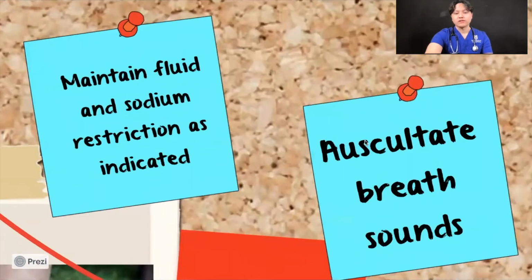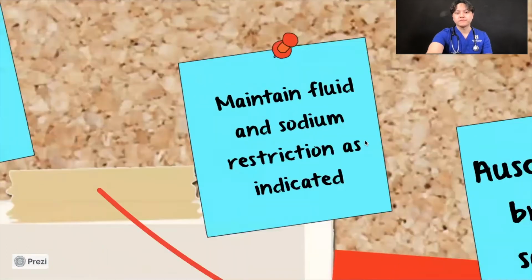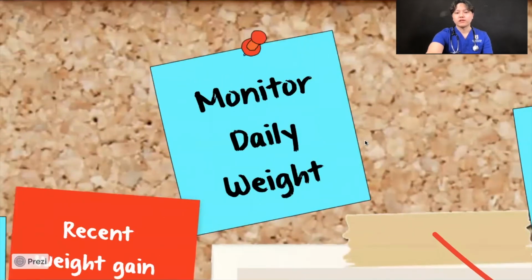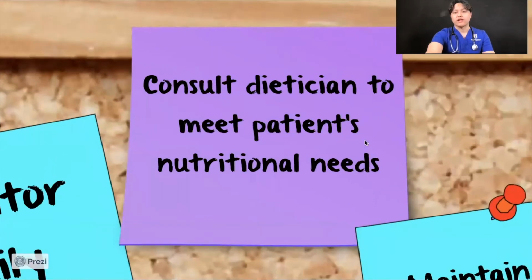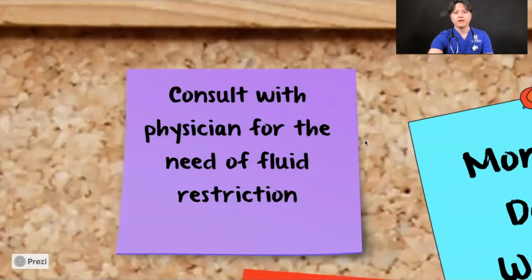Next are our nursing interventions. So our first one is auscultate breath sounds. We're going to maintain fluid and sodium restriction as indicated. We're going to monitor her daily weights. We're going to administer furosemide as ordered, and we're going to monitor her vital signs. And these are our collaborative interventions. So we're going to consult a dietitian to meet the patient's nutritional needs. We're going to consult with the physician for the need of fluid restriction.